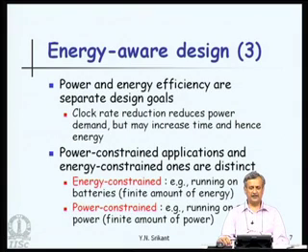Energy constrained applications are, for example, running on batteries. There is a finite amount of energy, and we need to make the best use of it. Power constrained applications, for example, run on solar power. There is a finite amount of power available, because it depends on the size of the solar cells. So, you really cannot increase it without increasing the size of the solar array.